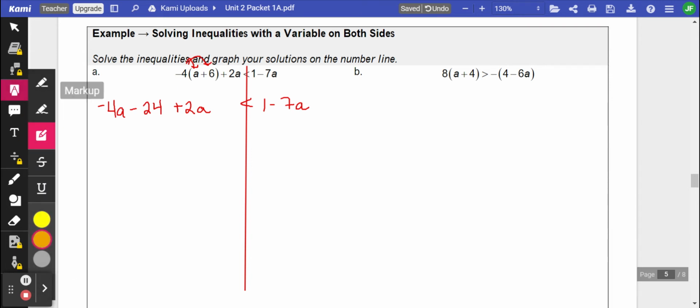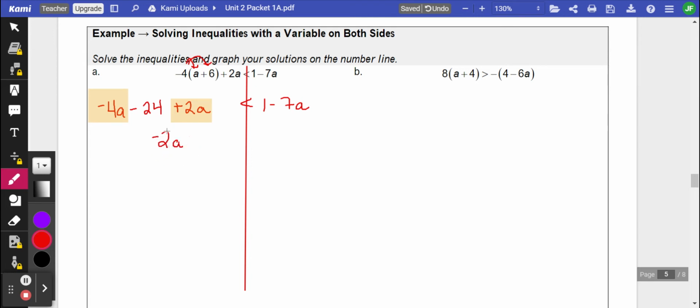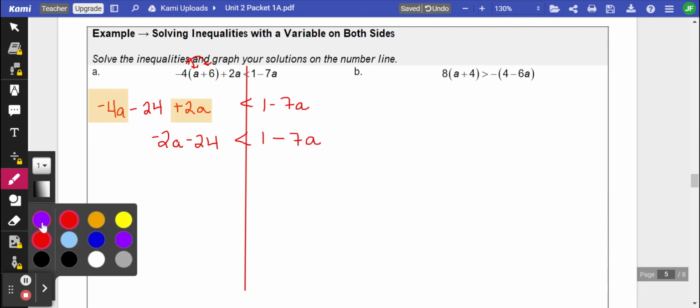Once I eliminate my parentheses, I need to remember to combine my like terms first before I start moving things around. It is going to make my life a lot easier. So on the left side only, I have a -4a and a positive 2a. If I add those together, I get -2a. The -24 is just coming down. On the right side, I have 1 and -7a, but because they aren't like terms, we're going to bring those down as well, since we can't combine them together.